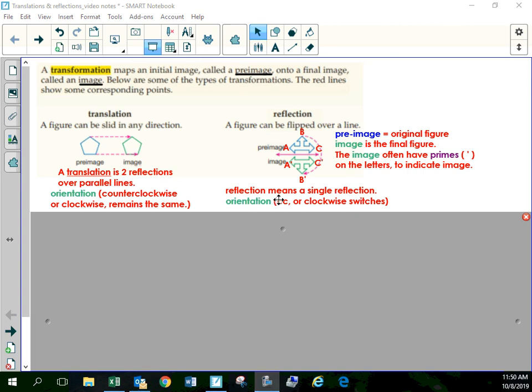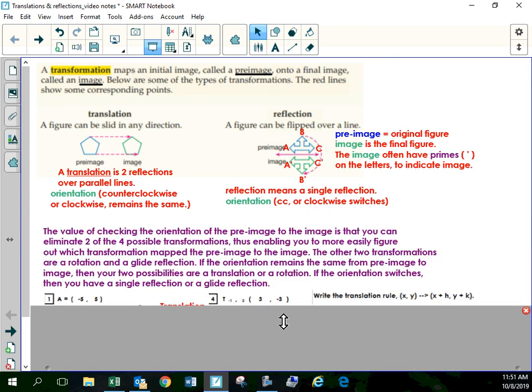All right, so when you have an odd number of reflections, and a single reflection is an odd number, then it's going to switch orientation. But remember, since the definition of a translation is two reflections, that's an even number of reflections, the orientation does not switch, or it remains the same. So that's one way to help yourself identify whether something was a translation or a reflection, by first checking its orientation, whether it remains the same or whether it switches.